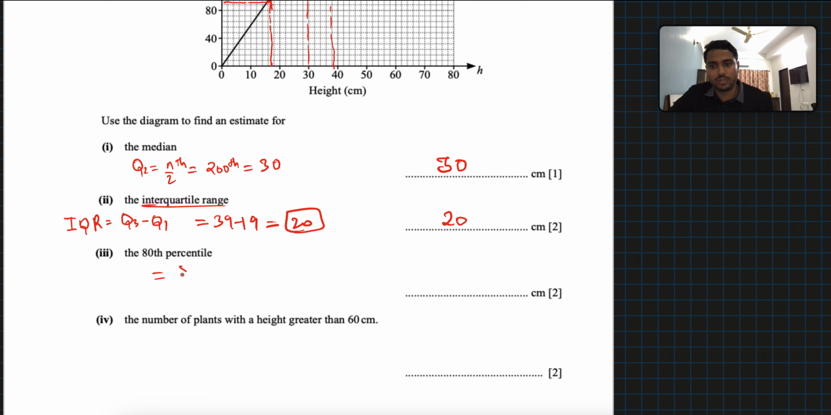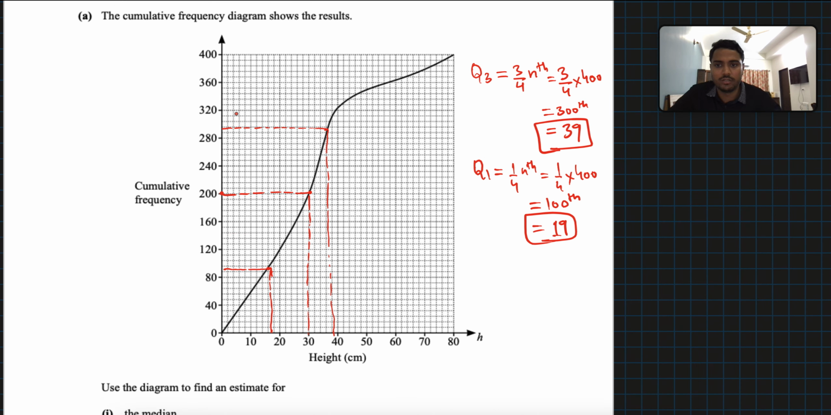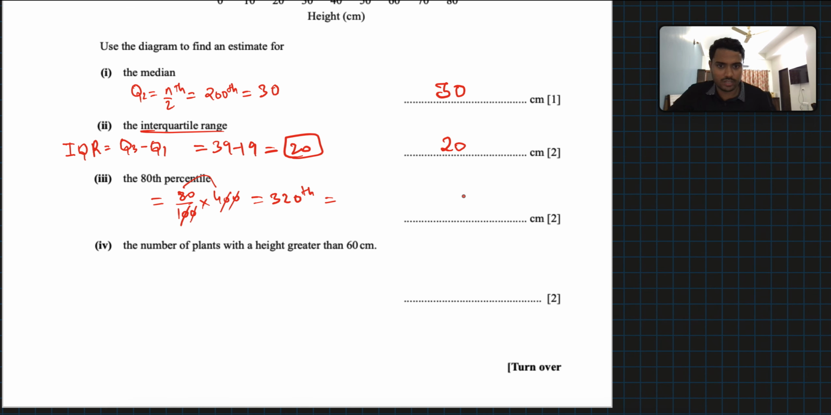Now 80th percentile. So the 80th percentile is going to be 80 over 100 into 400. So 0, 0 cancel out, 0, 0 cancel out. 8 into 4, 32, 0. So the 320th value. Let me check the 320th value. So the 320th value is over here. So you go from here to the graph, which is here, and then you come back. So this is not exactly on 40. It is something before that. It is here. So this line is going to be, again, not 40 exactly, less than 40. So we can write 39, let's say.